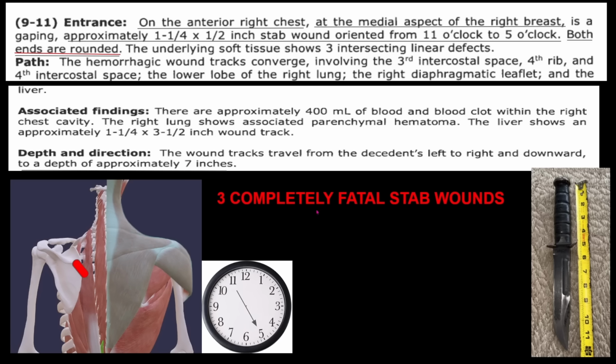But this one at 7 inches, only 1.25 inches wide, is consistent with the K-bar, I believe. Hemorrhagic wound tracks, and it talks about involving the third intercostal space, fourth rib, and fourth intercostal. This is how they know the right lung, right diaphragmatic leaflet, and the liver were hit. But this is how they know it was 3 stab wounds, because of the defects on the ribs.